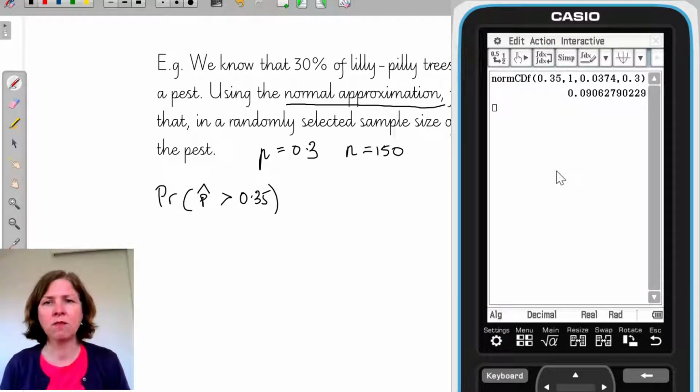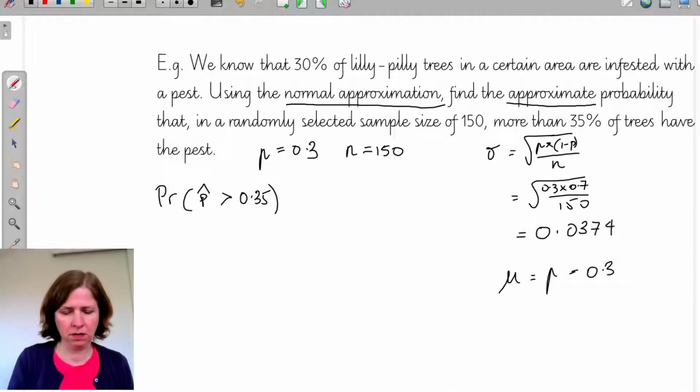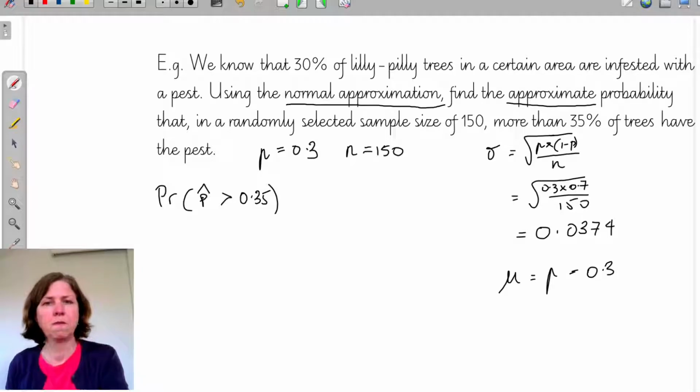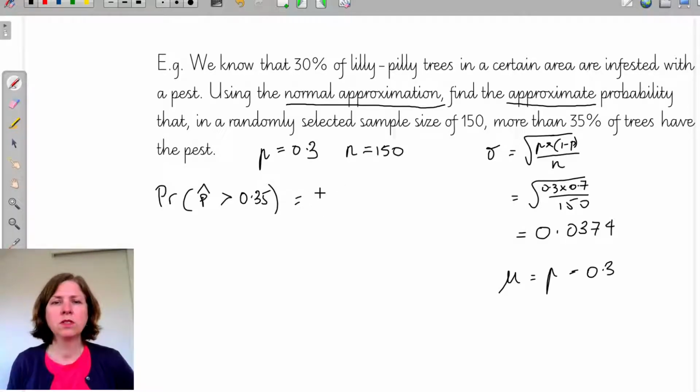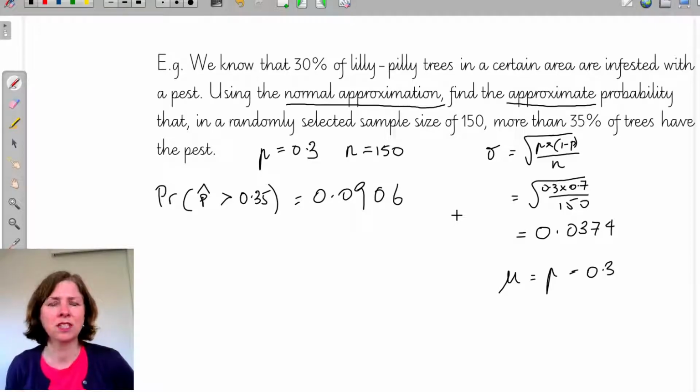So let's write it down. The probability equals 0.0906. The question didn't say, but let's go to 4 decimal places. Okay, that's how we do our worked examples. That's all you need to know from this video.